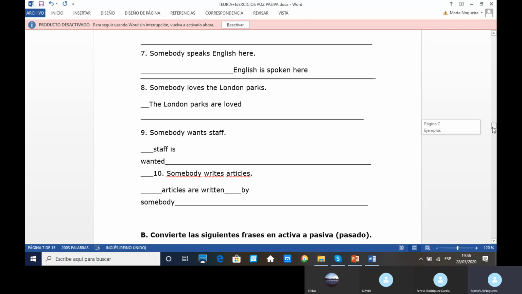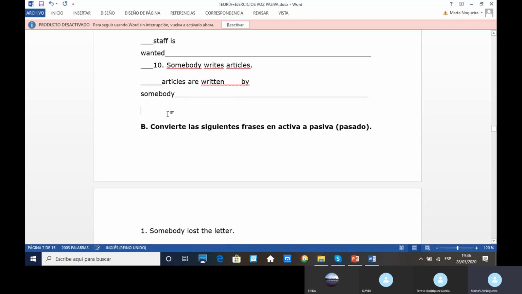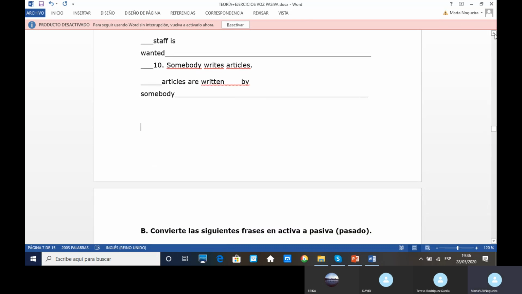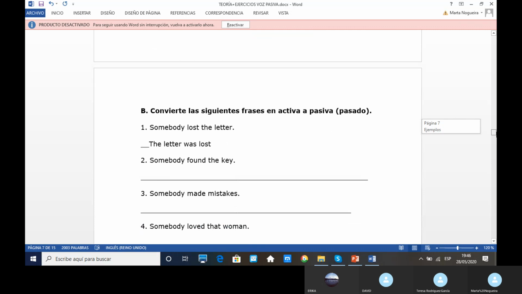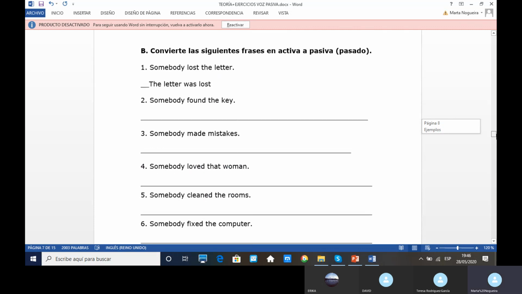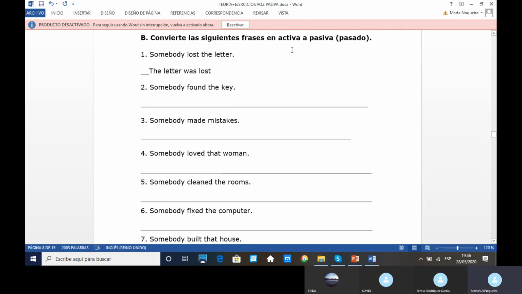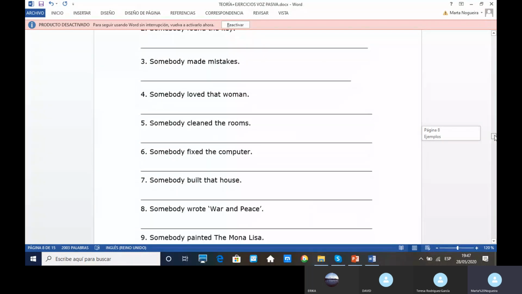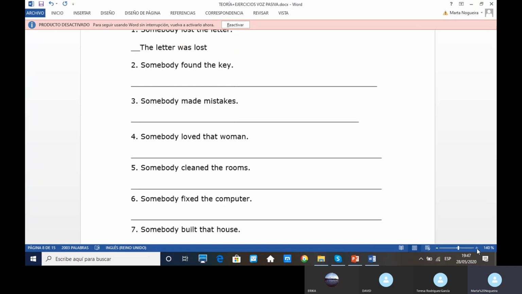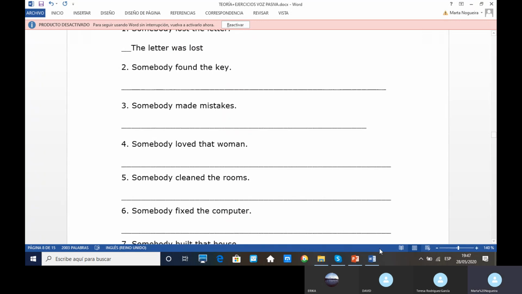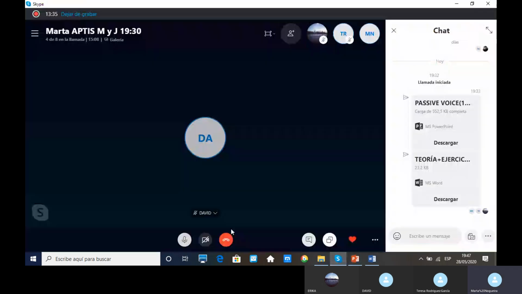Good. So now, let's see now. Si en algún momento voy rápido, aparte de que me lo podéis decir, podéis hacer una captura. Se queda en el chat. Now, let's convert the sentences in the passive, but now we are going to practice the past. Okay, so we are going to do the first, not all of them, the first six, okay? Up until six included. This is in the past. Now, just that.